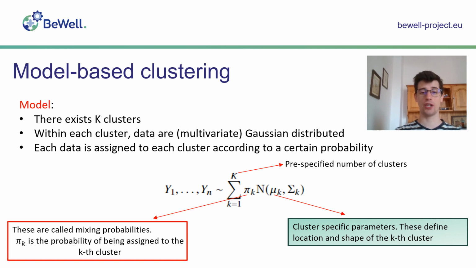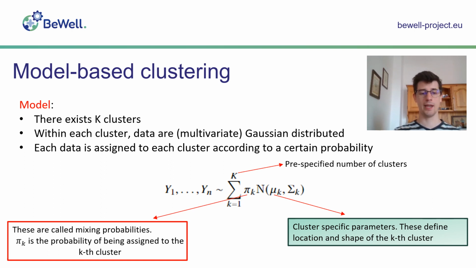Here, we provide a sketch of it, having in mind that an exhaustive discussion of it is beyond the goal of this module. First of all, we assume that there exist k clusters. Then we model data within each cluster to be Gaussian distributed, eventually being multivariate Gaussian. Finally, we say that each data point is assigned to each cluster according to a certain probability called mixing distribution, indicated by pi k. Hence, pi k is the probability of being assigned to the kth cluster.